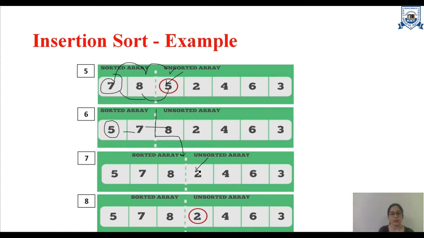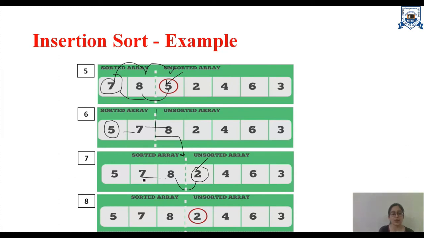The element is 2. It is compared with the element present at the position just before it. We realize the element 8 is obviously greater than 2. So 2 has to come before this. 8 will be shifted one position later. Then 2 will be compared with 7 also. Now 2 is also less than 7. 7 will also be shifted backwards. 2 will come at the position of the 7.